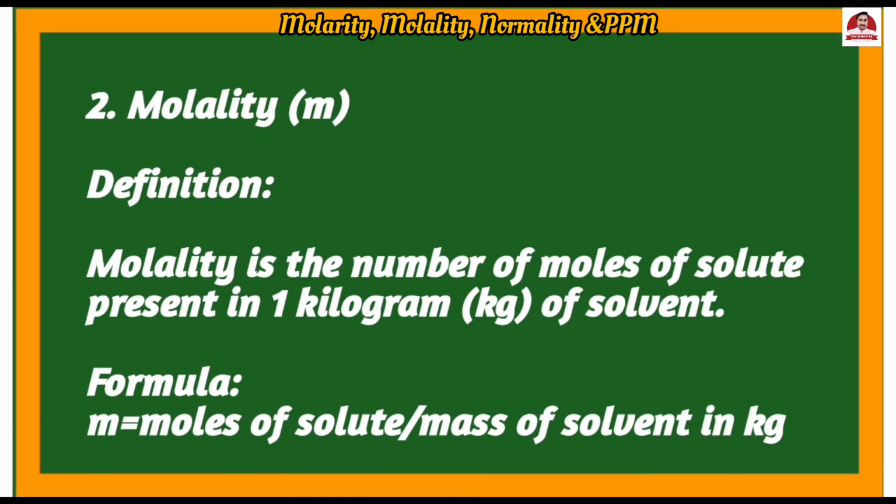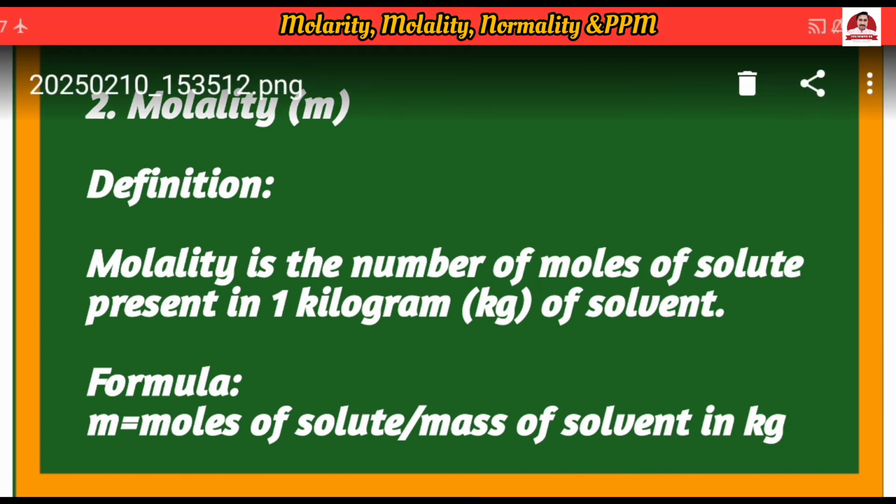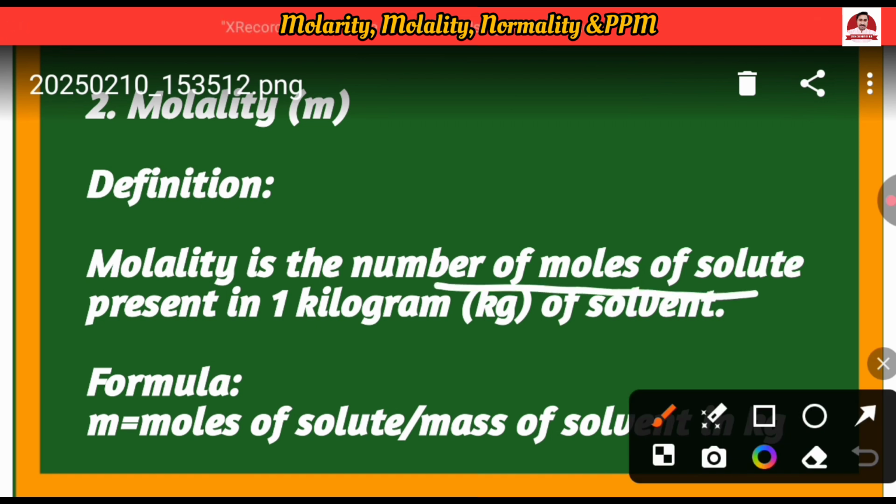Next term is molality. It is represented by small m. It can be defined as the number of moles of solute dissolved in 1 kilogram of a solvent. That is, we take the number of moles of solute and we dissolve these moles in a solvent measured in grams or kilograms.